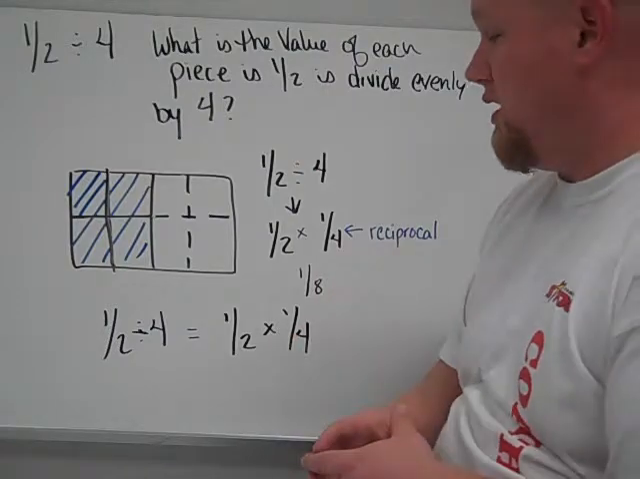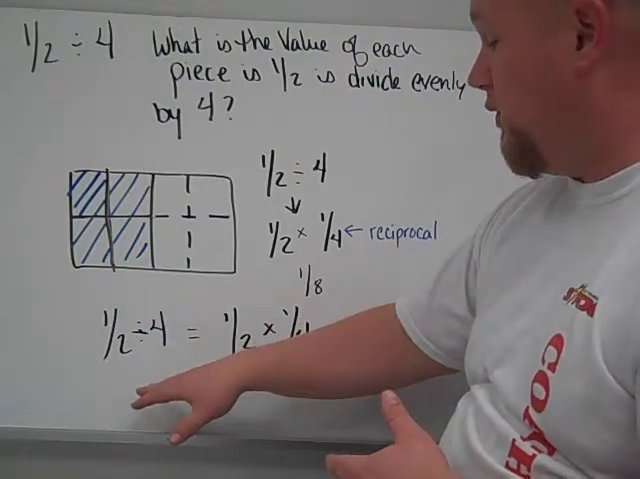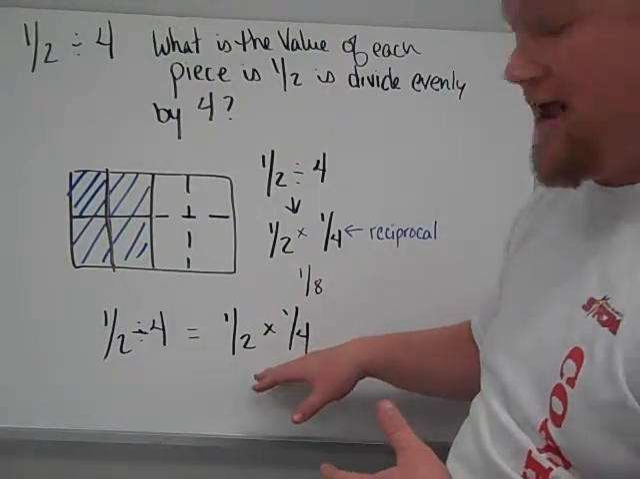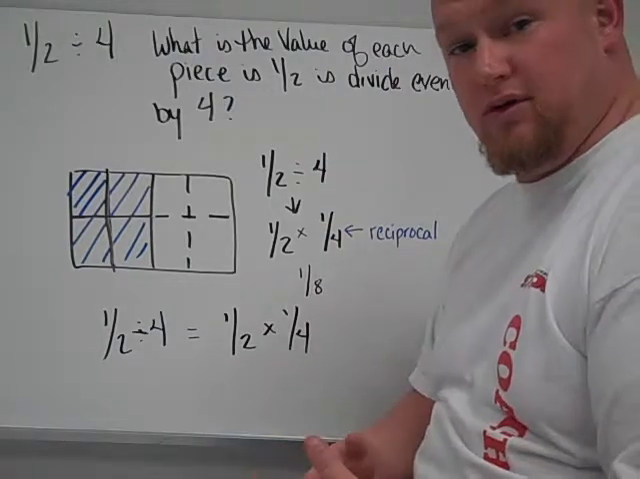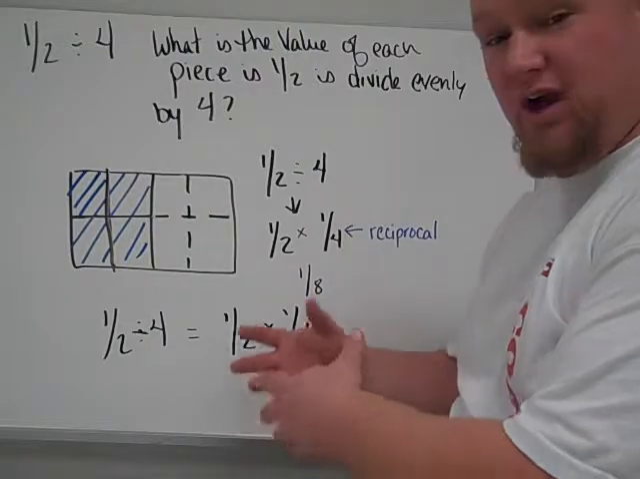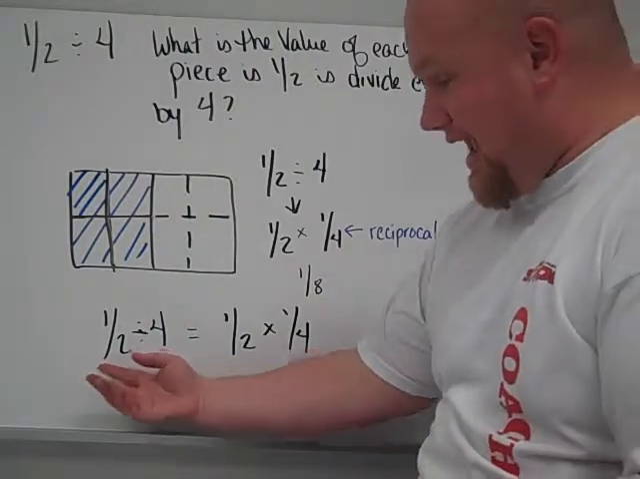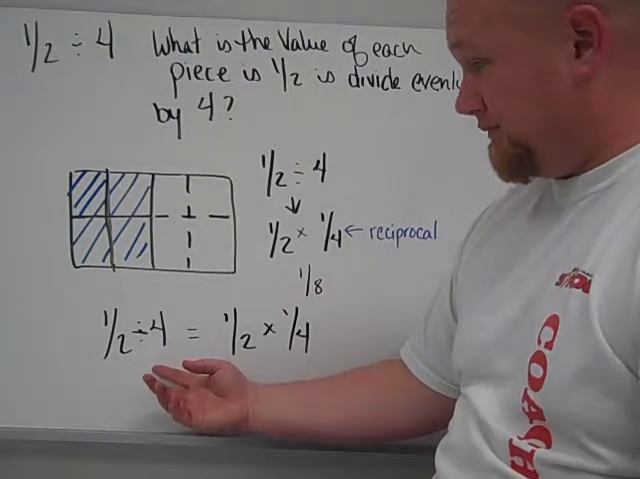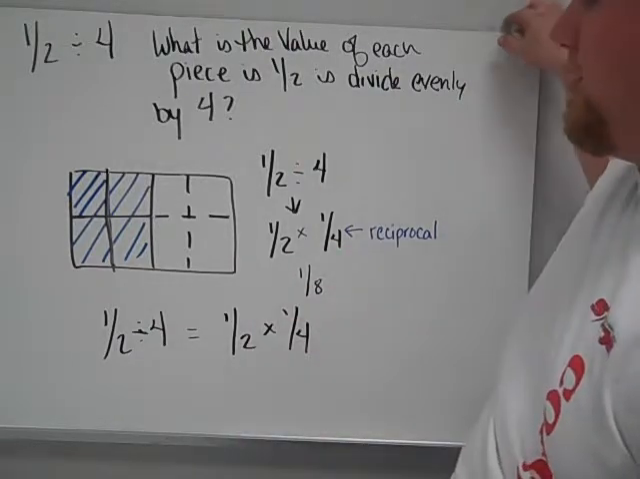So what you need to know is that 1/2 divided by 4 is really the same thing as 1/2 times 1/4, because we're getting smaller. We're taking a fourth of a half. We're taking a half, dividing it into 4 pieces, telling you the value of each one.